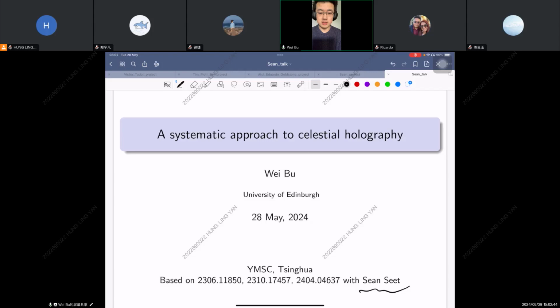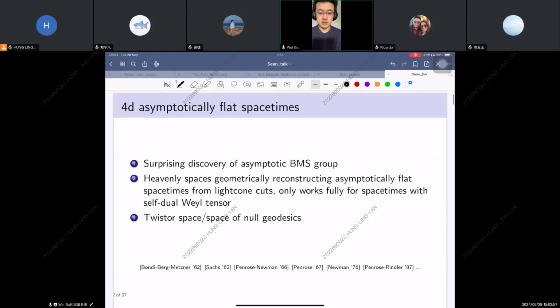The program of celestial holography refers to an effort to reconstruct dynamics and physics in 4D asymptotically flat spacetime, using, if you like to call it, a holographic way of approaching it. 4-dimensional asymptotically flat spacetimes are these classic spacetimes where the metric looks exactly like Minkowski space at asymptotic infinity. That means it has the same causal structure as Minkowski space itself.